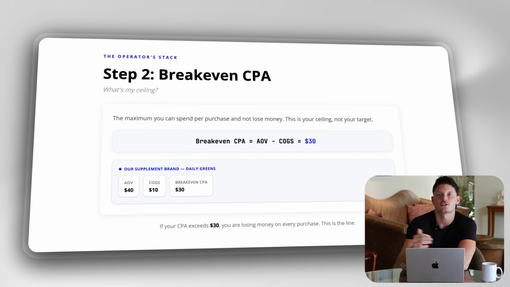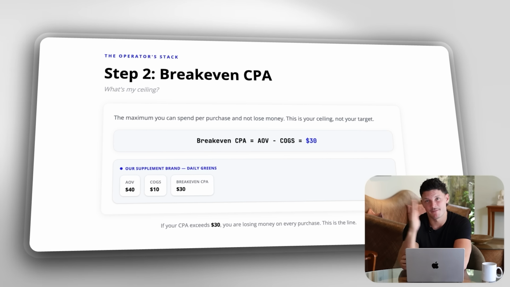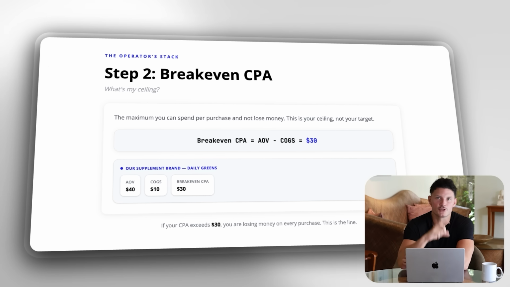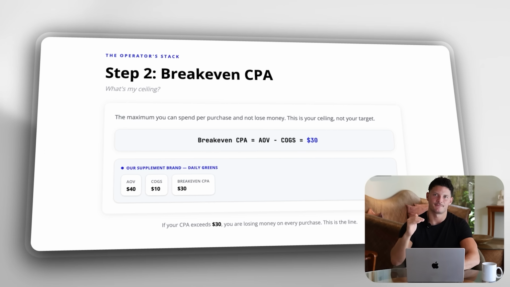Because if your contribution margin is $30, then a $30 CPA is break even. Anything above $30 loses money, anything below $30, you're making profit. So contribution margin defines your break-even CPA. It's not a target, it's a ceiling. So once we know if the product is viable, for day-to-day operations, I use profit per purchase, or PPP.